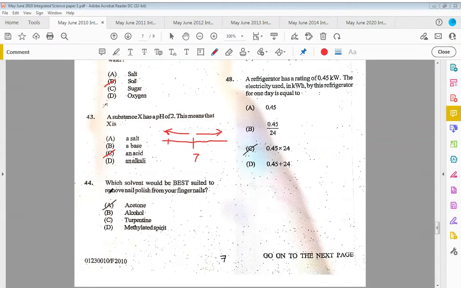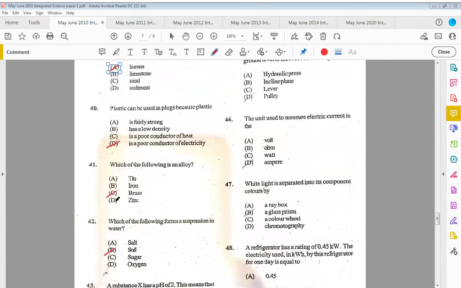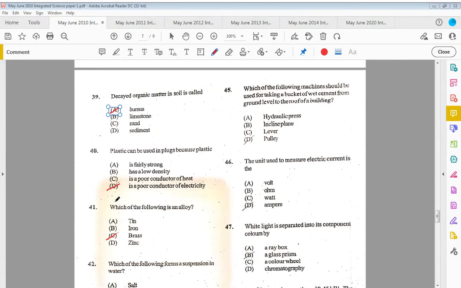44. Which solvent would be best suited to remove nail polish from your fingernails? This one is a given, and the answer is A. We use acetone to remove nail polish. 45. Which of the following machines should be used for taking a bucket of wet cement from ground level to the roof of a building? The answer would be D. We want to use a pulley.